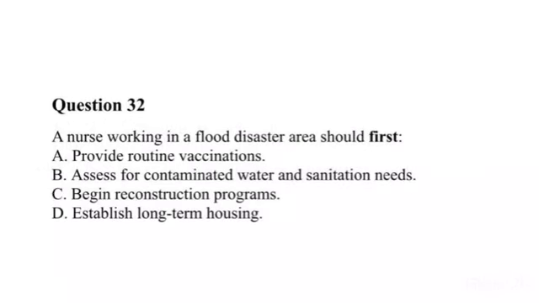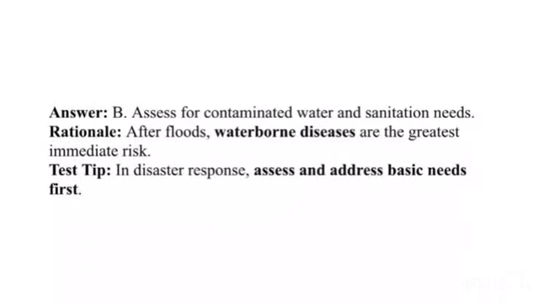Question 32. A nurse working in a flood disaster area should first: A. Provide routine vaccinations. B. Assess for contaminated water and sanitation needs. C. Begin reconstruction programs. D. Establish long-term housing. Answer: B. Assess for contaminated water and sanitation needs. Rationale: after floods, waterborne diseases are the greatest immediate risk. Test tip: in disaster response, assess and address basic needs first.